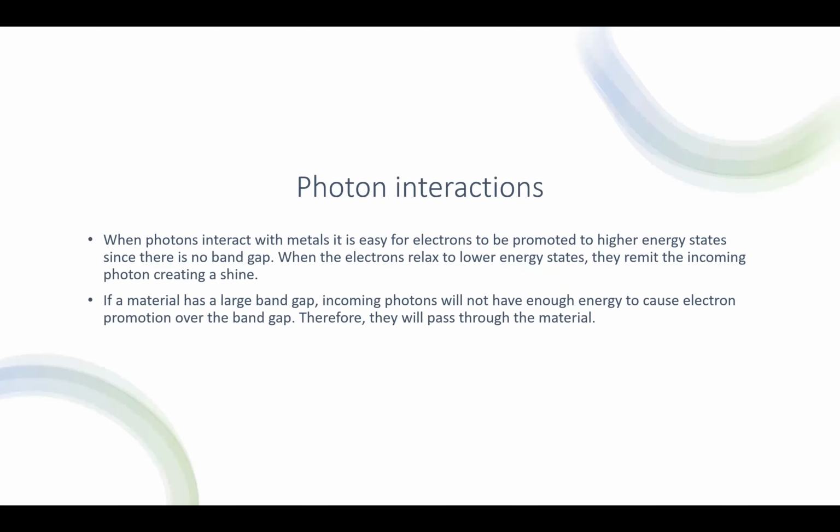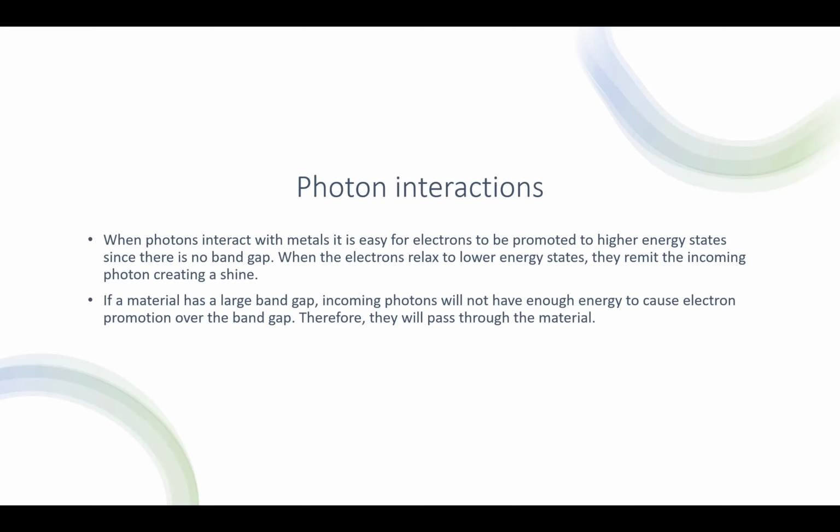With some photon interactions. When photons interact with metals, it is easy for electrons to be promoted to higher energy states since there is no band gap. When the electrons relax to lower energy states, they re-emit the incoming photon, and that creates that shine on your typical metals. If a material has a large band gap, incoming photons will not have enough energy to cause electron promotion over that band gap. Therefore, they're just passed through the material.